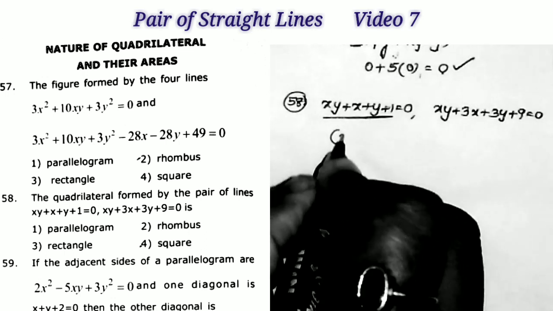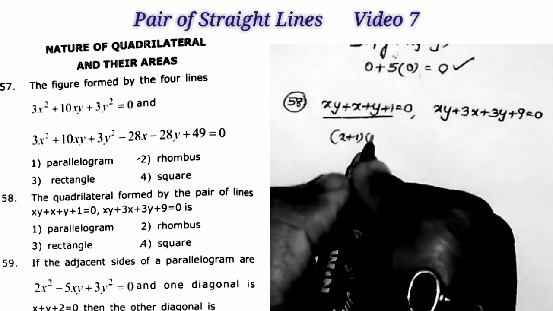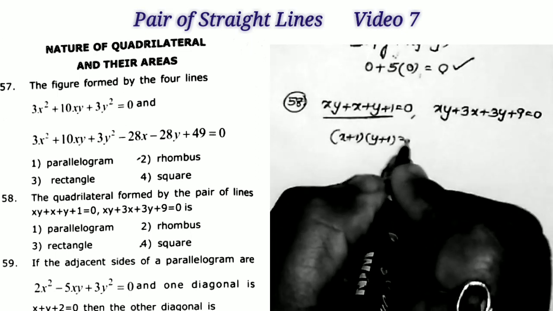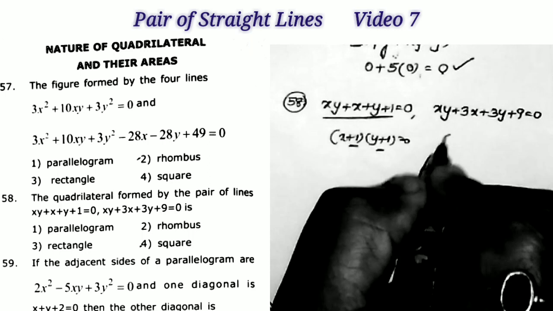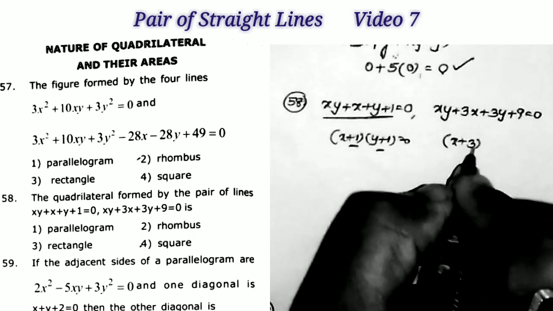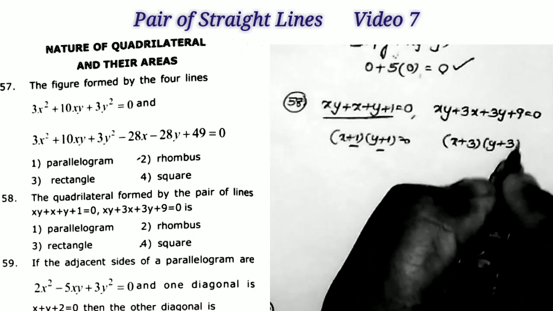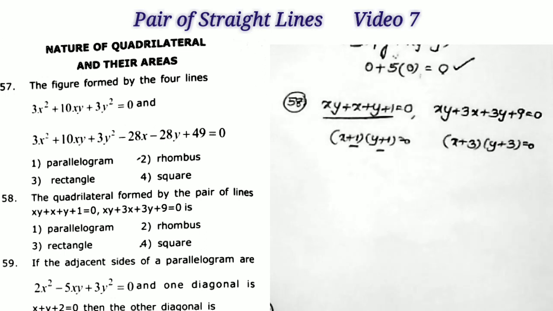What are the lines represented by the first equation? X plus 1 into y plus 1. Okay, x plus 1 is equal to 0, y plus 1 is equal to 0. And what are the lines represented by this equation? X plus 3 into y plus 3. First equation x plus 3 is equal to 0, second equation y plus 3 is equal to 0.